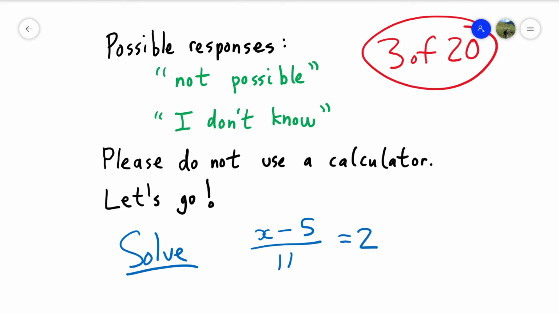Welcome to lesson 3 in this series. As usual, pause the video, have a go at the question in your own time.